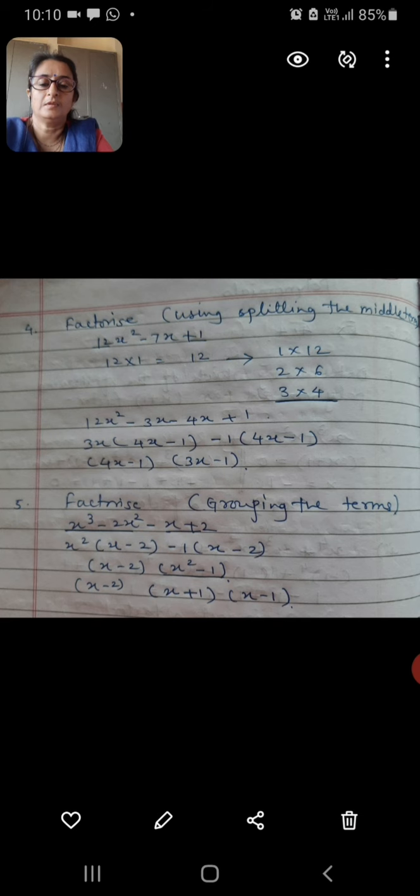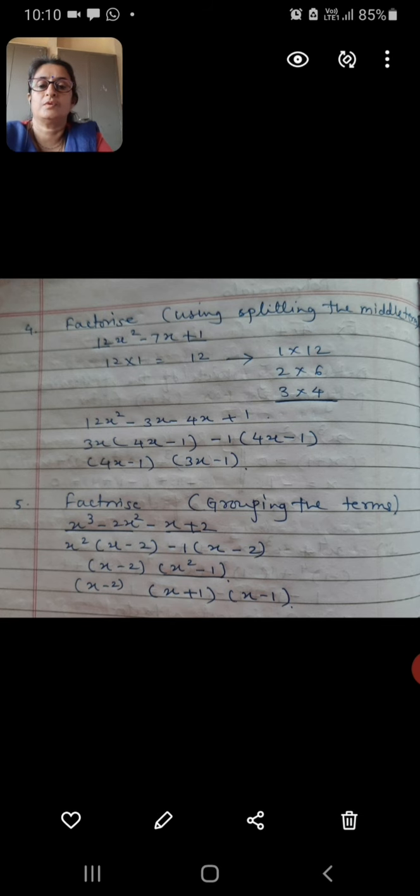Now let us do the second group, that is minus 4x plus 1. So the common thing is minus 1 and in the bracket, 4x minus 1 will remain. So for 4x minus 1 we are going to take it once, and the remaining terms 3x minus 1 in the second bracket.